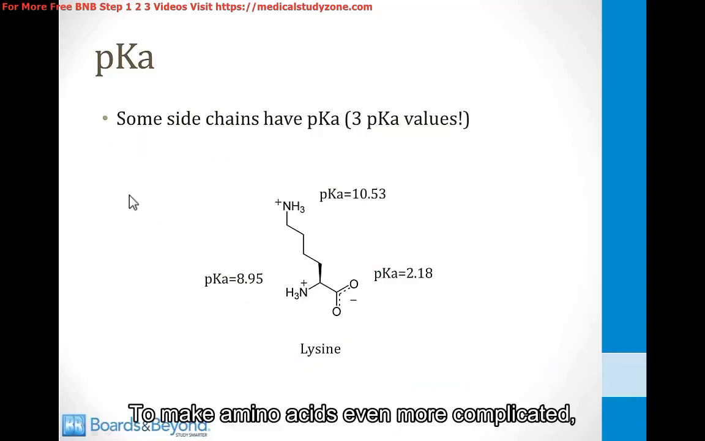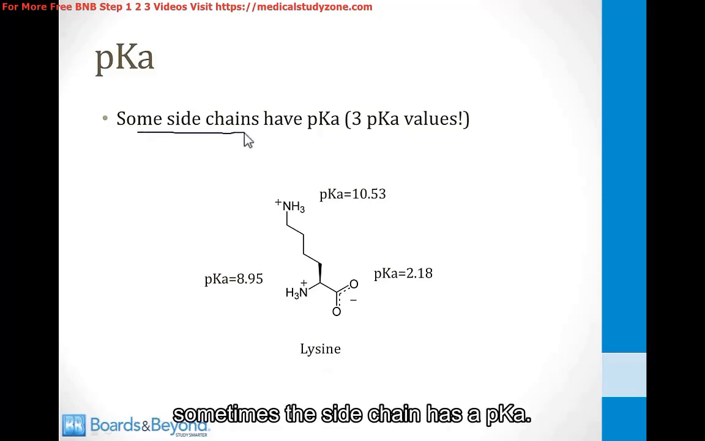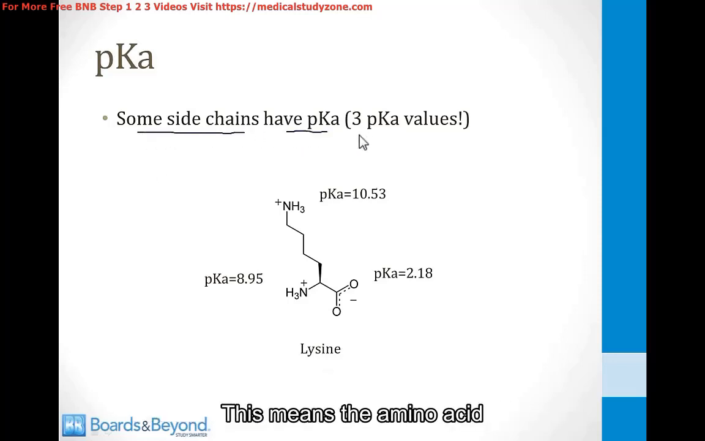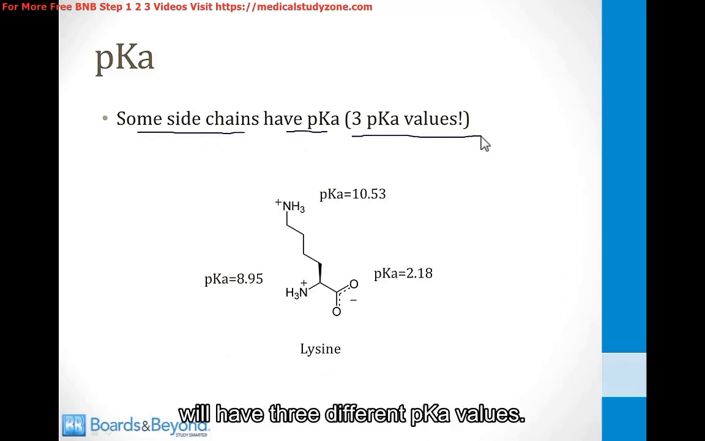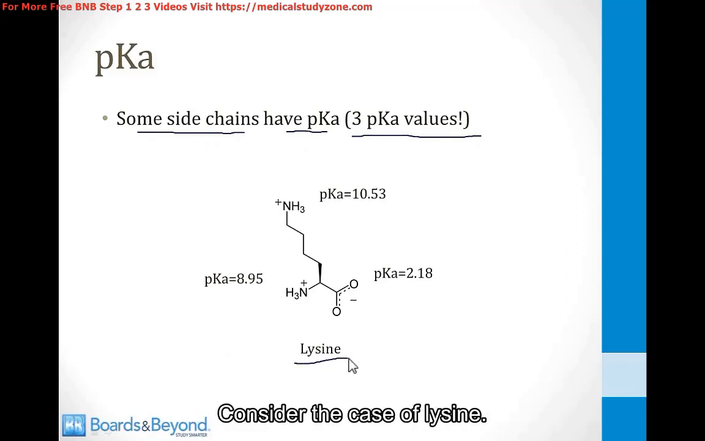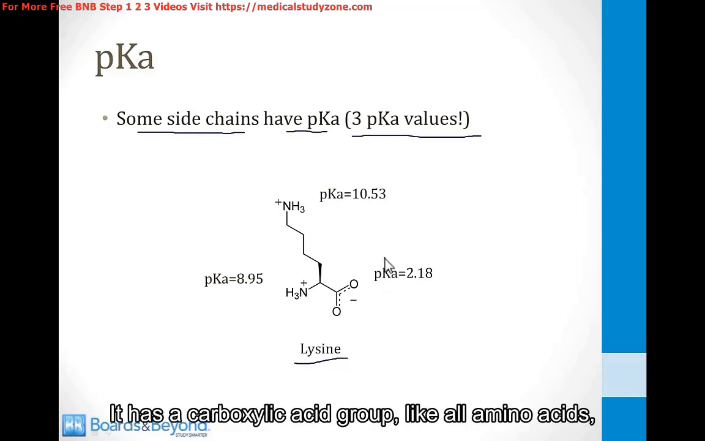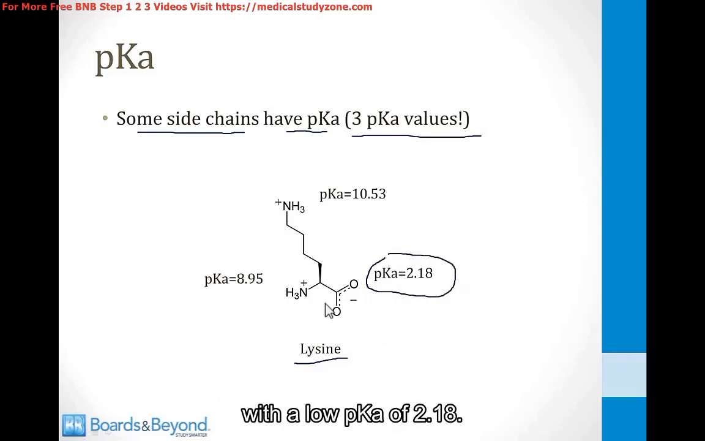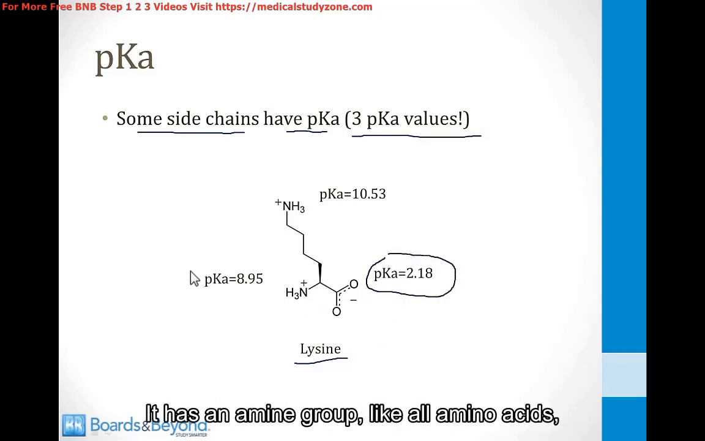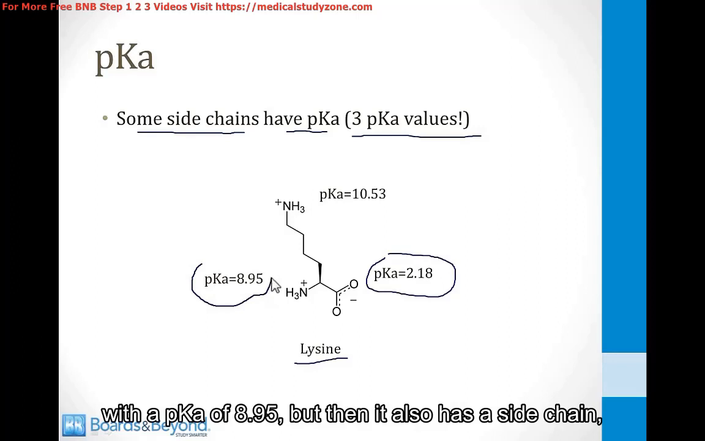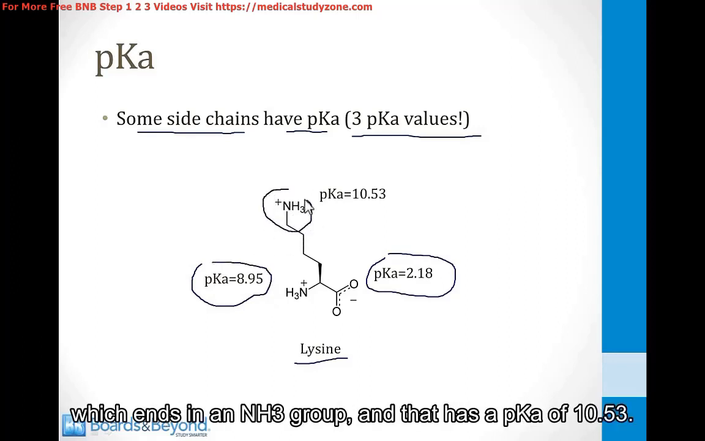To make amino acids even more complicated, sometimes the side chain has a pKa. This means the amino acid will have 3 different pKa values. Consider the case of lysine. It has a carboxylic acid group, like all amino acids, with a low pKa of 2.18. It has an amine group, like all amino acids, with a pKa of 8.95, but then it also has a side chain which ends in an NH3 group, and that has a pKa of 10.53.